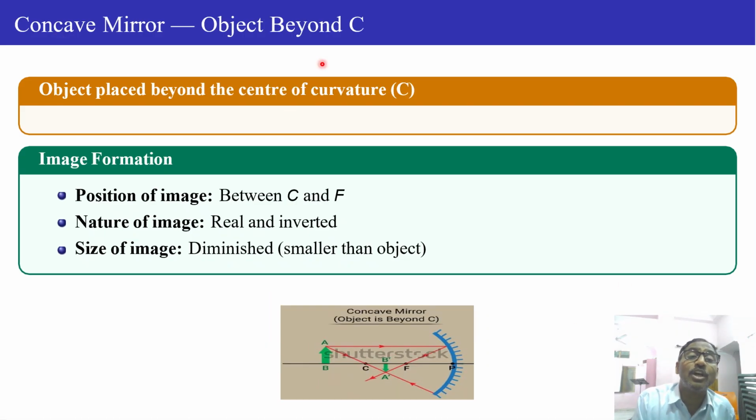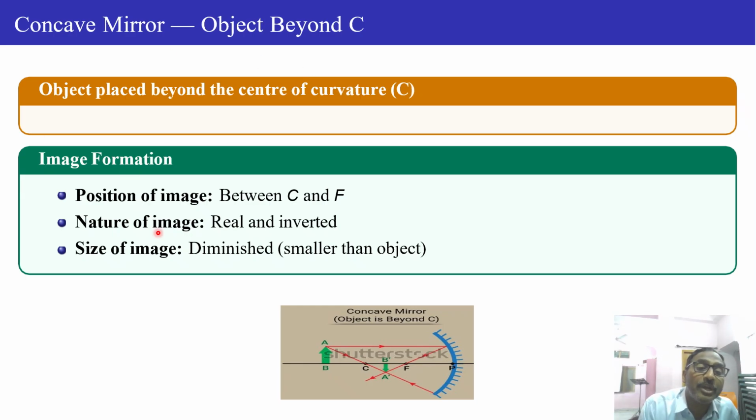For concave mirror, object beyond C. We have taken object at infinity first, and then we have taken object beyond center of curvature. Object at center of curvature, object at focus, all the cases we will discuss.